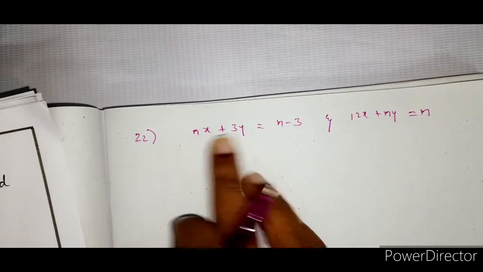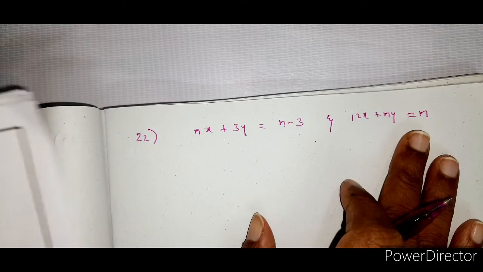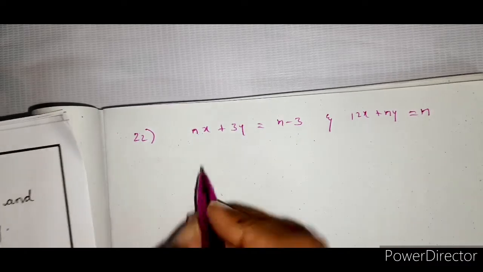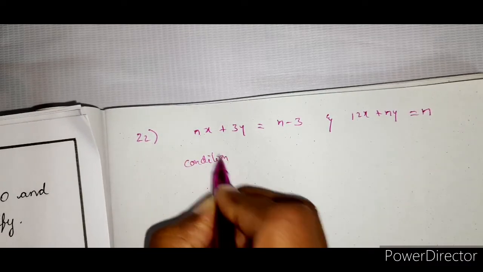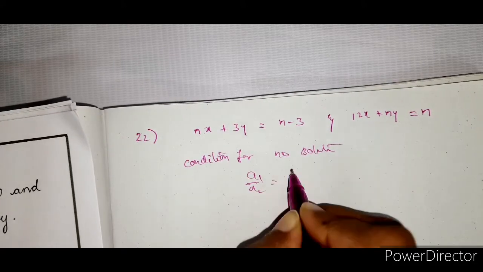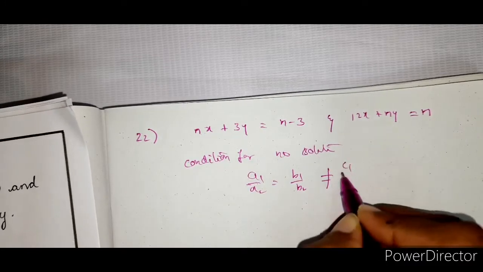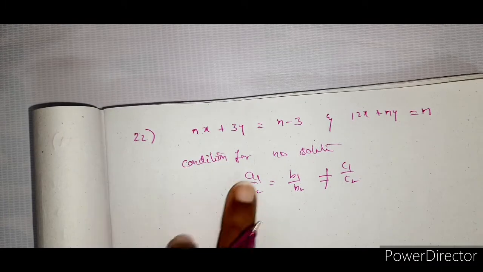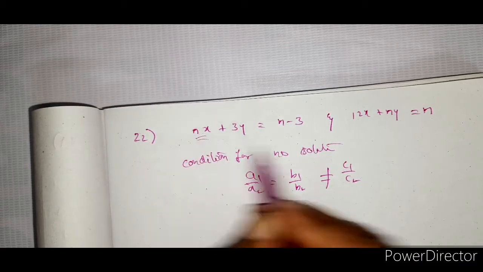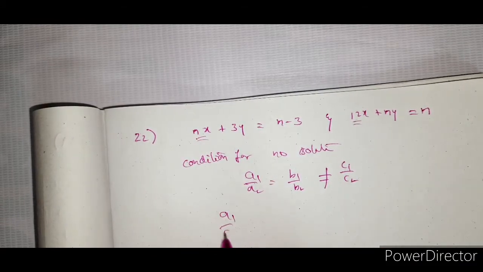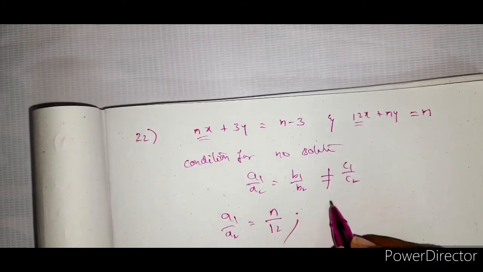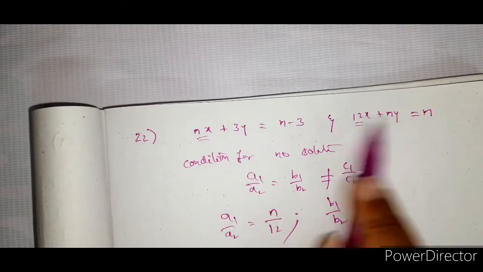Now he is asking us to find the value of n so that there should not be any solution for this. That means parallel lines. What is the condition for no solution? No solution is A1 by A2 is equal to B1 by B2 but not equal to C1 by C2. Okay, A1 by A2 equal to B1 by B2 but not equal to C1 by C2. So now let us see that one, right? So A1 by A2 is equal to, from the equations you will get, n by 12. Now B1 by B2 is equal to 3 by n.